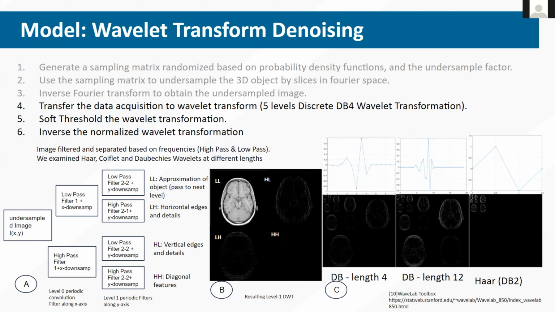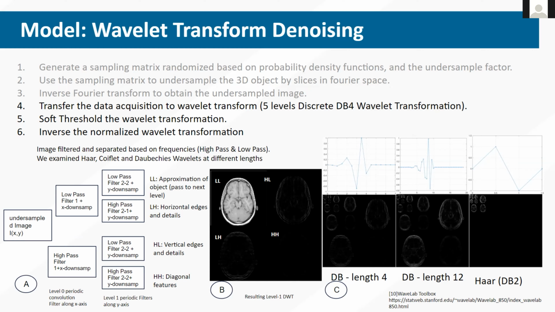The results are shown in figure B, where the LL means both low pass filter on the X and Y axis. Therefore, the image still maintains most approximation of the overall image information. The HL has high pass filter on the X axis, so you can still see the vertical details of the image. LH has edges on the horizontal way, while HH has only diagonal features of the object.